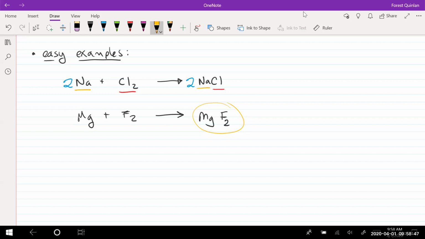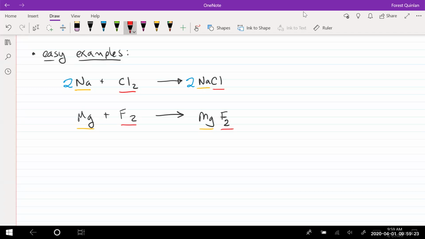Now, having said that, we can agree that this MgF2 is correct. It's written correctly, yes? Yes. So now we double check, does our left equal our right? I see 1 magnesium on the left, 1 on the right. I see 2 fluorines on the left, 2 on the right. Are we balanced? Yes, we are balanced here.